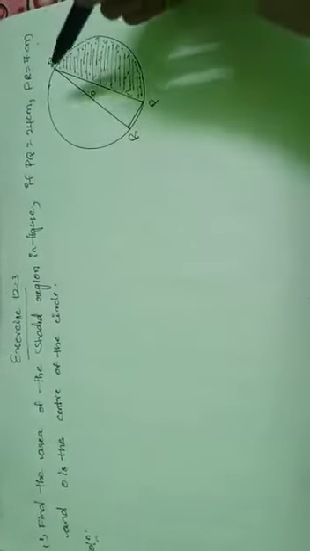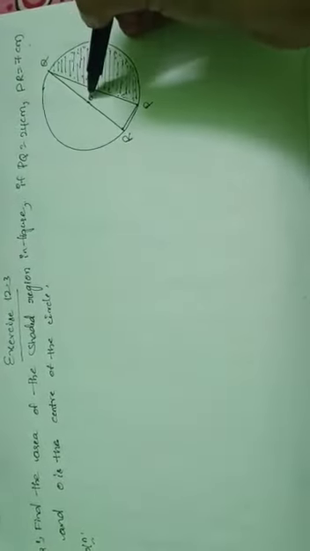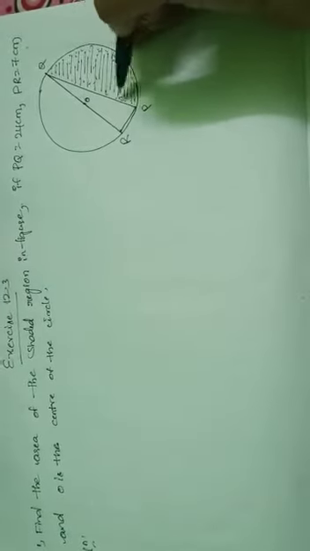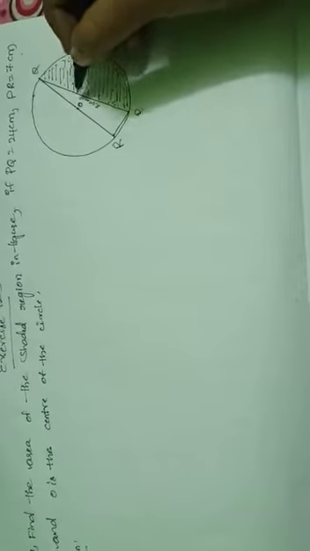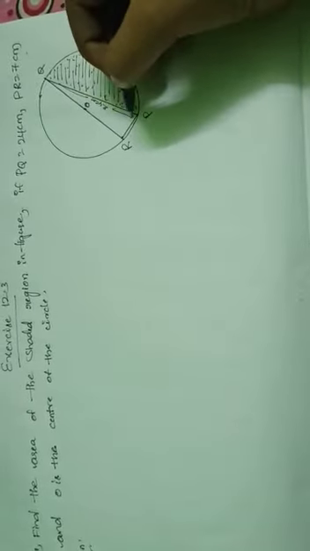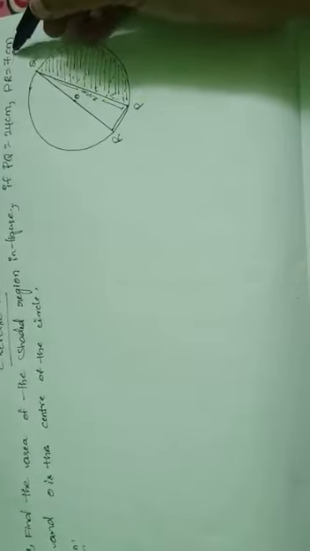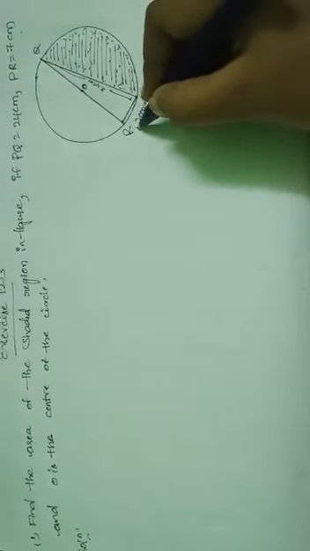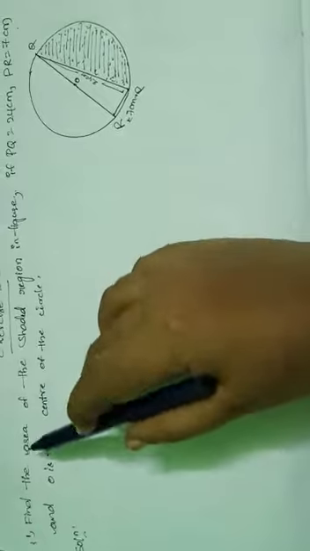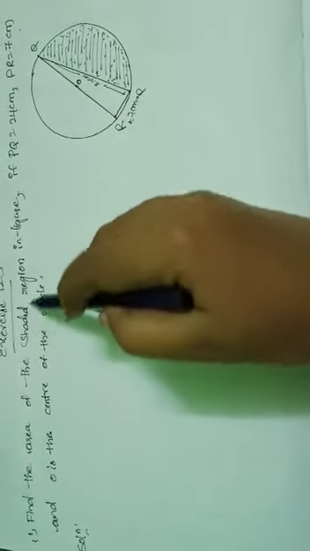Here, this is the circle with center O. PQ equals 24 centimeters. Next, PR equals 7 centimeters. Then we have to find the area of the shaded region, this area. Okay, to find the area of the shaded region.